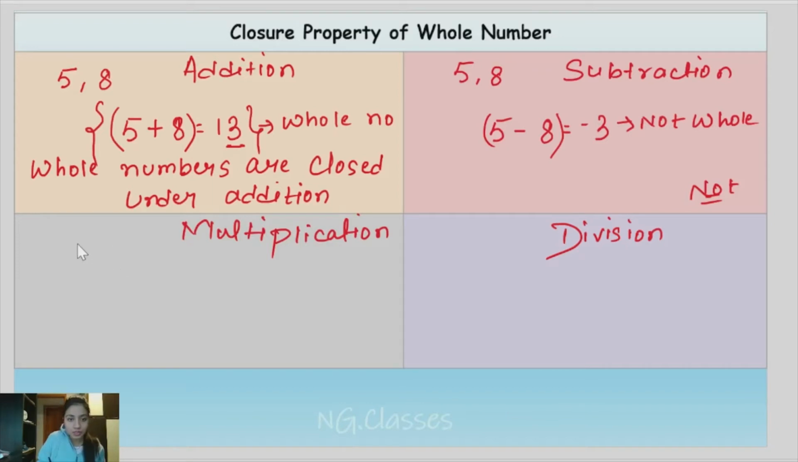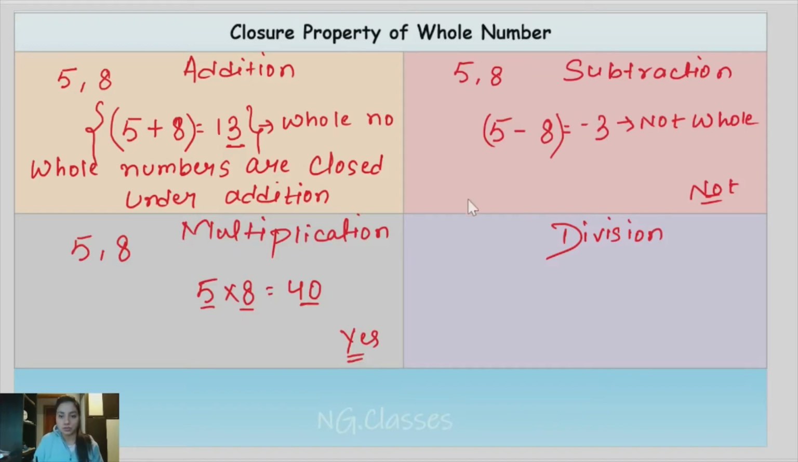Now multiplication, 5 and 8, multiply it, we will get 40. So when we multiply two whole numbers, our answer will be a whole number only. So yes, whole numbers are closed under multiplication.